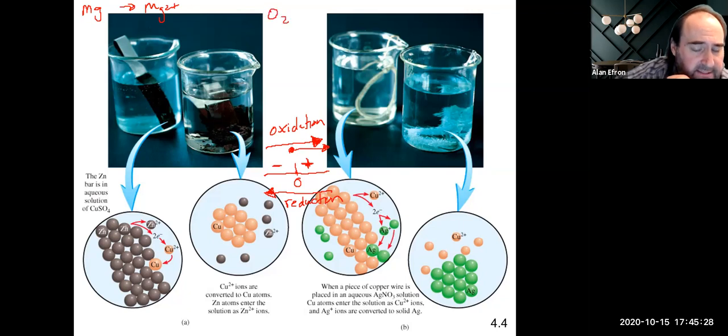Oxygen started at 0, ended at -2. So for the oxygen, it started at 0, headed to the left, and went through reduction. So a very simple number line and literally just drawing which way it's going is a really good way to figure out what's going through oxidation and what is being reduced.